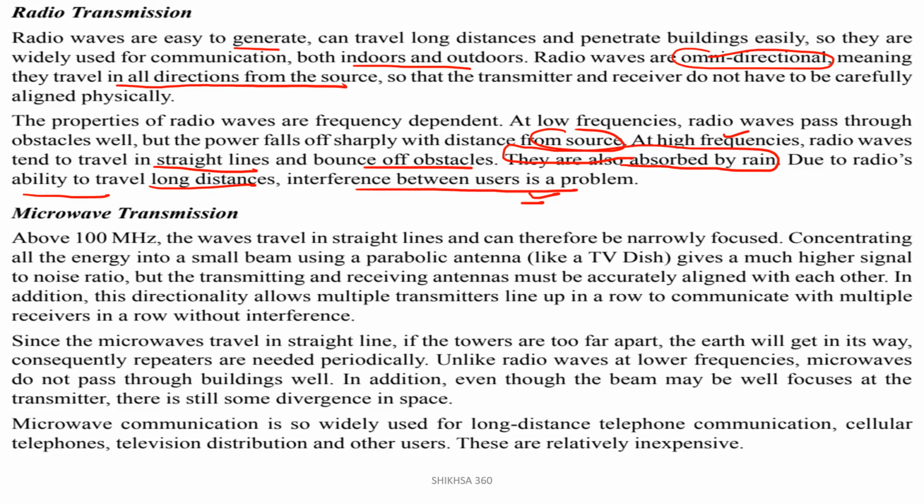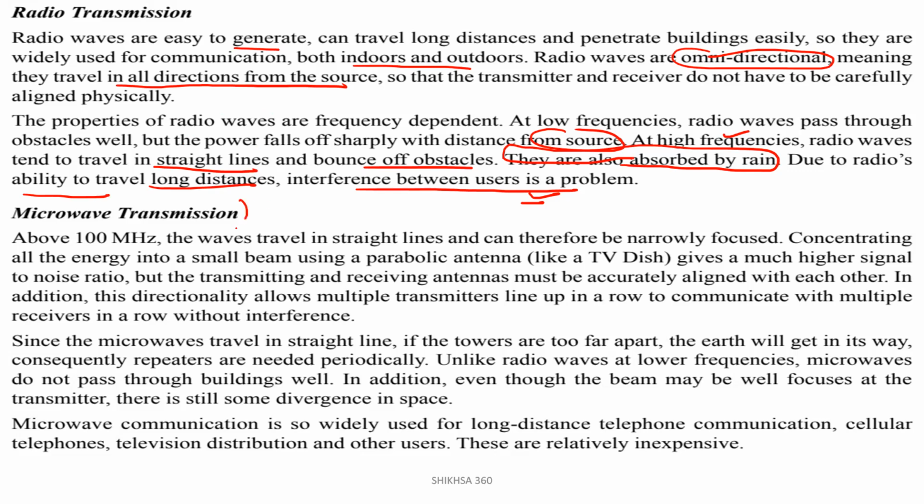Clear, basically what is the effect at low frequencies and high frequencies. At low frequency, radio waves pass through obstacles well, but the power falls off sharply with the distance from the source. At high frequency, radio waves tend to travel in straight lines and bounce off obstacles. They are also absorbed by rain. Due to the radio's ability to travel long distances, interference between users is a problem here.